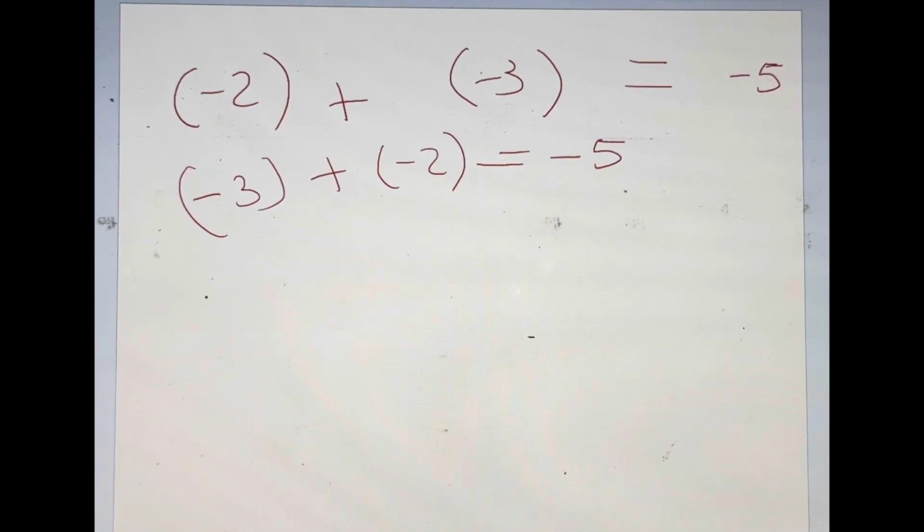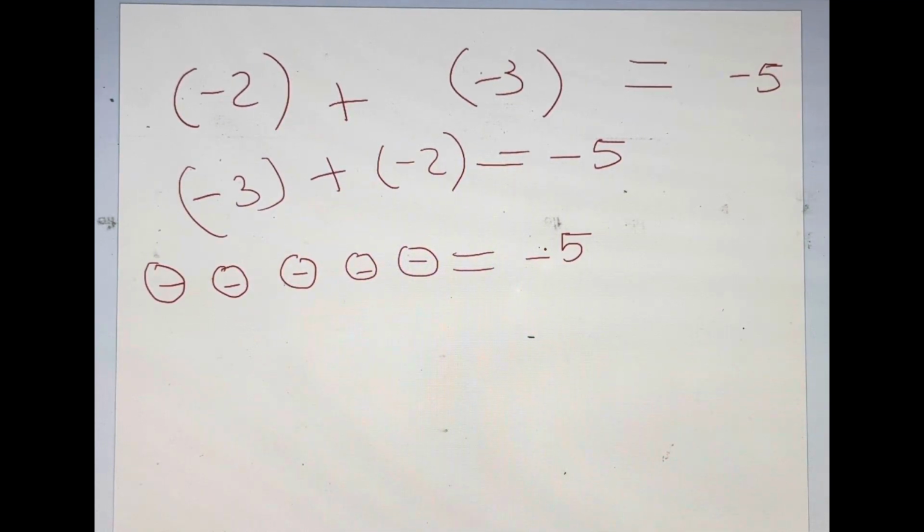In the token model, minus 2 means 2 negative tokens, and then 3 more negative tokens. So in total how many negative tokens are there? 1, 2, 3, 4, 5 negative tokens. So the answer is minus 5, right? If you remember, you may take red chips as negative and blue chips as positive, and use the token model to understand it better.